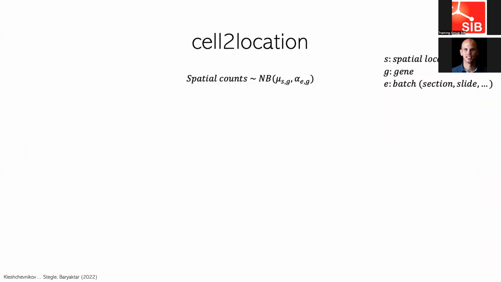Okay, let's go to cell to location. And again, very briefly explaining what the model is trying to do. So the cell to location is really trying to model the spatial counts that we get, right? And then they start again from a simple assumption. This is a negative binomial distribution of the counts. So you have a mean over every location and the gene, right? And then you have an unexplained variance that is per gene for each batch. And the batch here you can see as a different slide or experiment or, yeah. For the sake of this, at least explanation, you can ignore the batch information for a little bit.